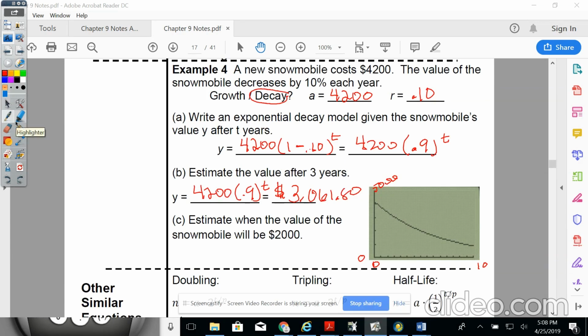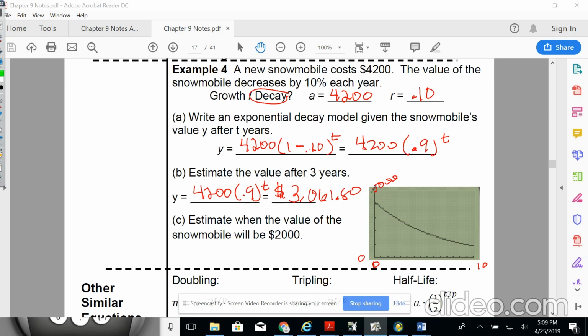All right, so checking your answers for number 4. So we should get the formula 4200 times 0.9 to the t. It's decay because it decreases, and 1 minus 0.10 is 0.9 for the base, the decay factor. Plugging in 3, you get that it's $3,061.80. And then looking at the graph over here, again, we can't extrapolate, so 0 to 10 is usually the x value. And then this one, the y-intercept is 4,200.